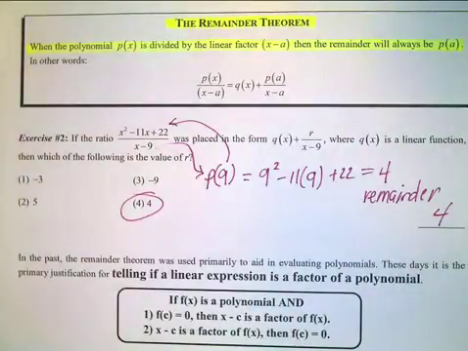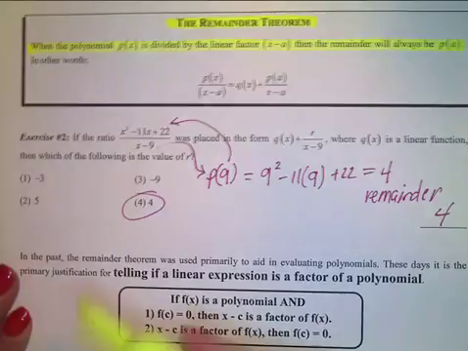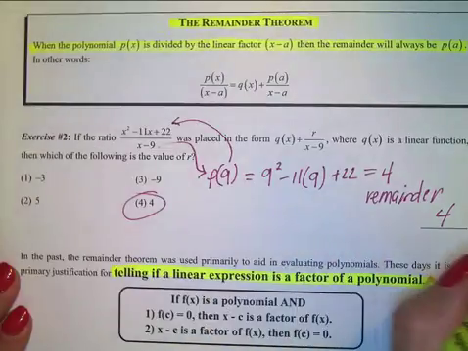Okay? So in the past, the remainder theorem was used primarily to aid in evaluating polynomials. These days, it is the primary justification for telling if a linear expression is a factor of a polynomial. It tells us if a linear expression is a factor of the polynomial.